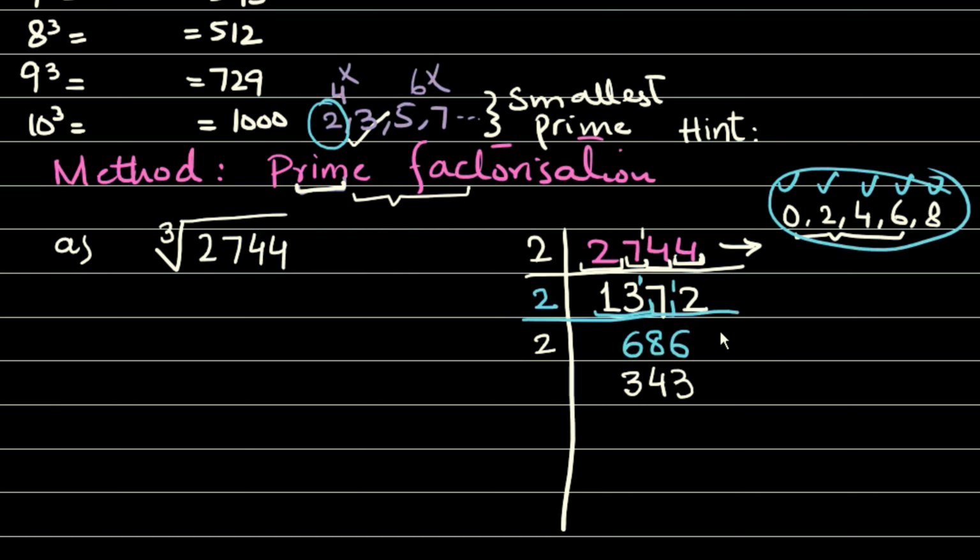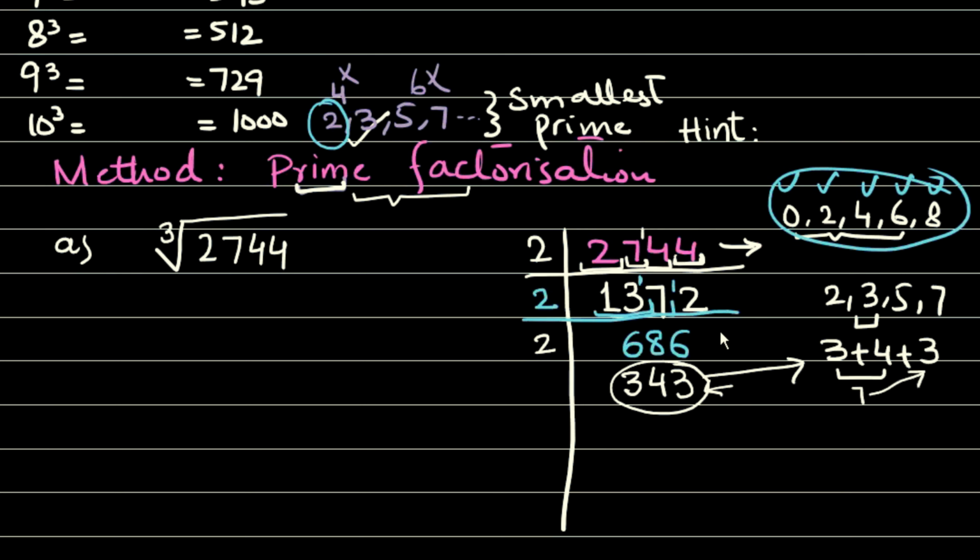Now this number is not an even number, so we have to apply the divisibility test for 3. The test for 3 is that whatever the number is, you add all the digits. What is the answer? 4 plus 3 is 7, and 7 plus 3 is 10. So this 10 should be divisible by 3. It should be a multiple of 3. It should be divisible by 3, but it is not. So we cannot apply this.